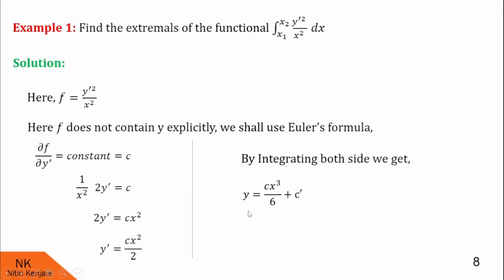So after integration, we get y on the left side. C by 2 is constant, keeping it as it is. Integration of x square with respect to x is x cube by 3. 3 into 2 is 6. Plus this constant c dash. I hope guys you understood this example. Now let us proceed for next one.